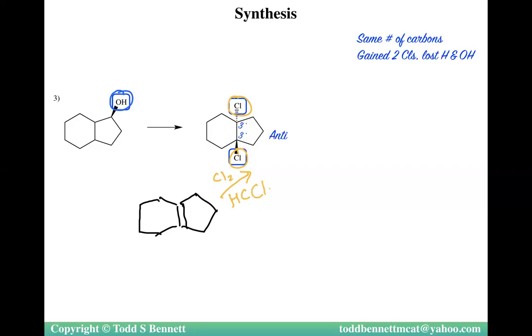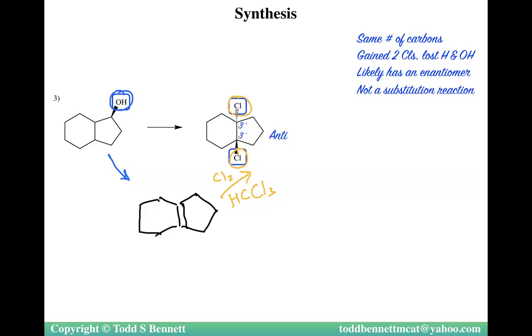But as long as it's aprotic, it should be fine. That's going to give my anti-addition of two Cls. But to lead into that, I'm going to have to get rearrangement. Rearrangement only occurs under acidic conditions. So likely as an enantiomer, check.